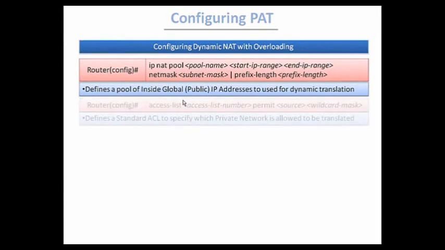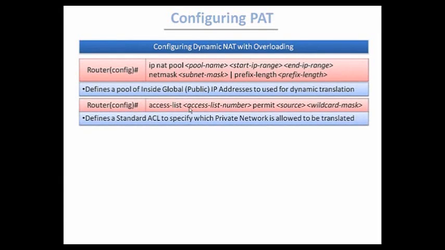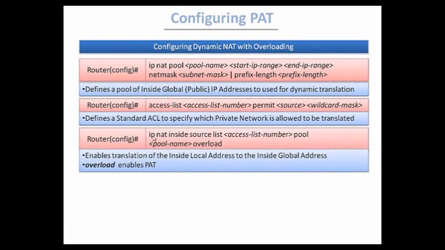We still have to use an access list to specify the private world. And again, this can be a standard access list. And we still have to type the ip nat inside source command. It's just that now, after the ip nat inside source command is specifying the access list and the pool name, we have to type the keyword overload.